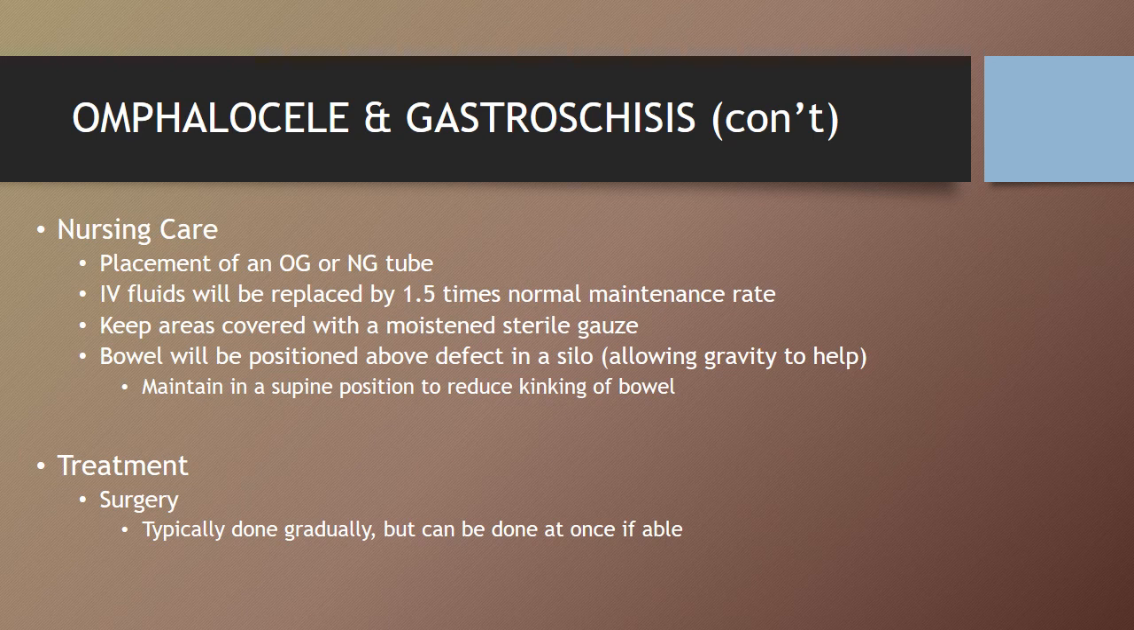So you really want to maintain them in a good supine position to reduce kinking of the bowel, because if the bowel kinks up and loses blood flow, that's a whole other issue. So a silo, which I'll show you in a second, actually allows gravity to help push it back in. The treatment for this is going to be surgery in both cases. It's typically done gradually, but it can be done at once if they're able to.